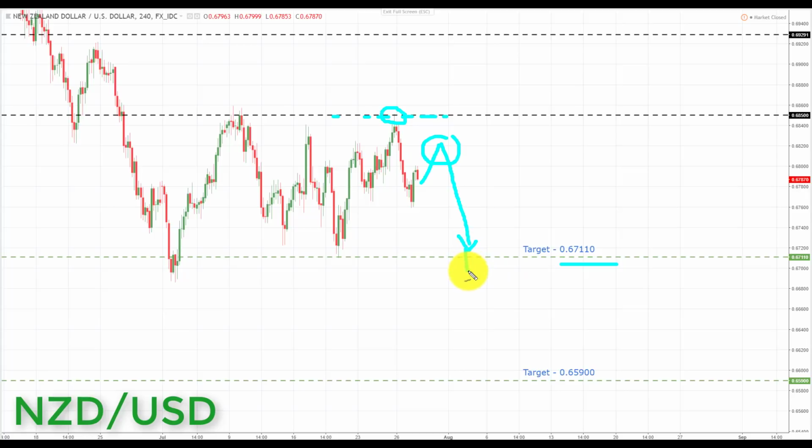0.67110. And if we can get a breakthrough here, we're going to be looking down towards the next key area of support to the downside and target 2 at the 0.65900. Just bear in mind that we might not achieve this target next week. It may be 2 weeks.